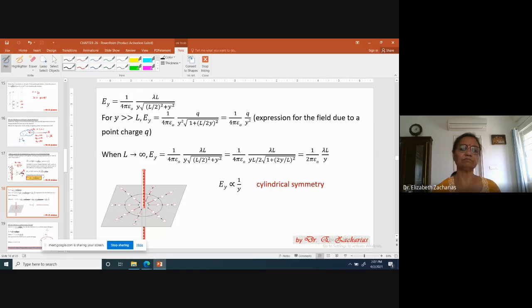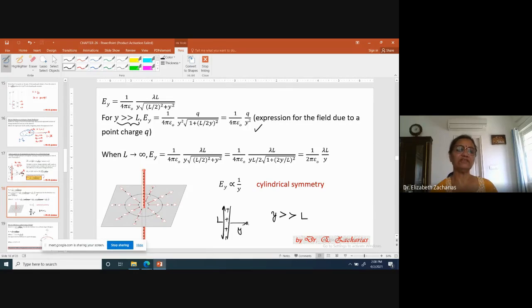Next, let us look at what happens when y becomes much greater than L. So this was my line charge, this is my y, this was my L. Remember what happens to F when y becomes much greater than L? We said that the charge placed here will not be able to see this as a line charge; it will see it as a point charge. So you should get the same thing here.